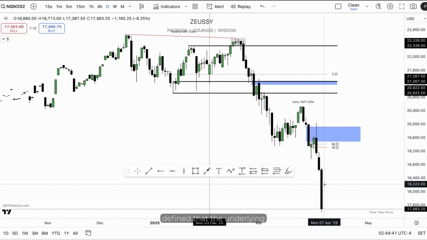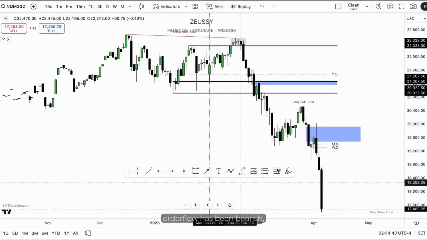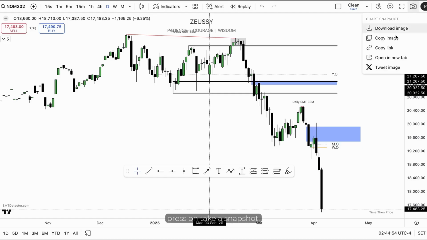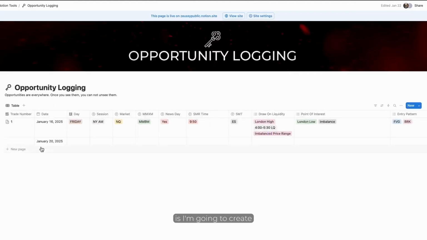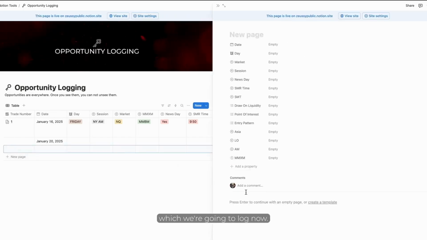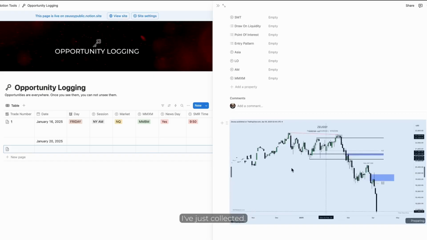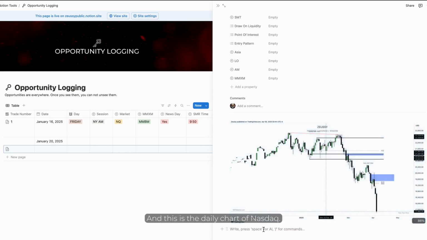So now that we have defined that the underlying order flow has been bearish, I'm going to press right here on the top right where it says the camera, my bad, sorry. I'm going to press on take a snapshot, press on copy image, and go to the Notion tool. I'm going to create a new page right here, and this new page is going to be filled with the opportunities which we're going to log now. I'm going to paste the image which I've just collected, and this is the daily chart of Nasdaq.